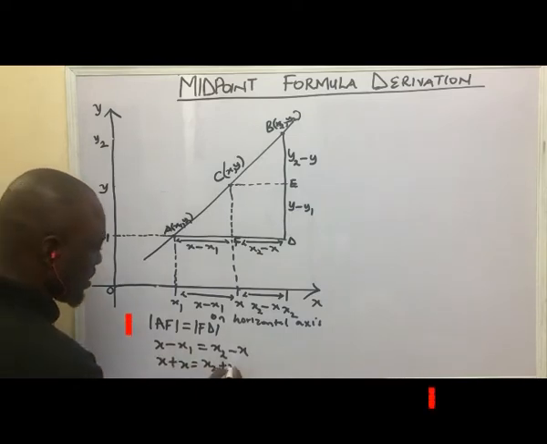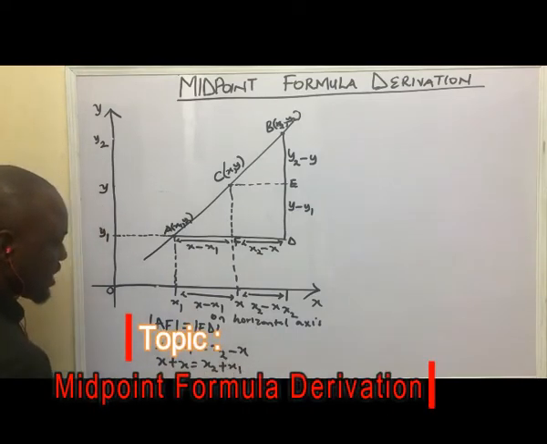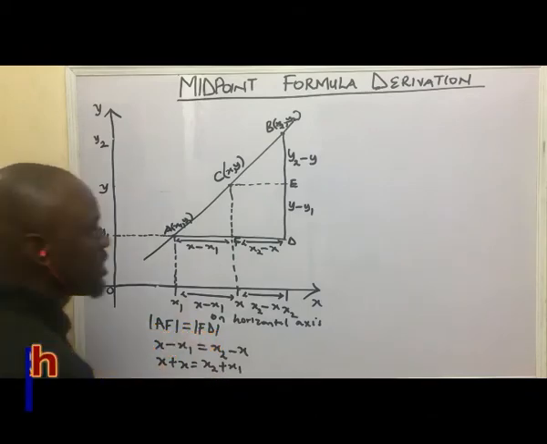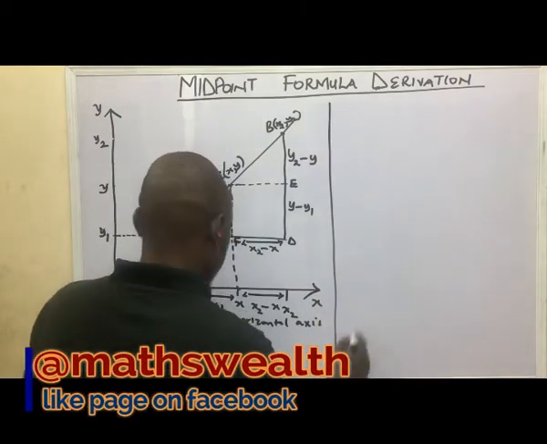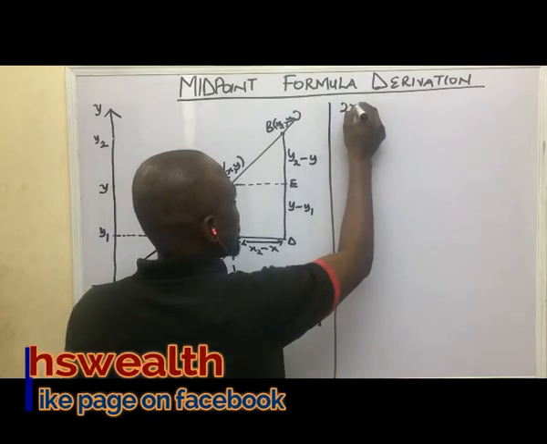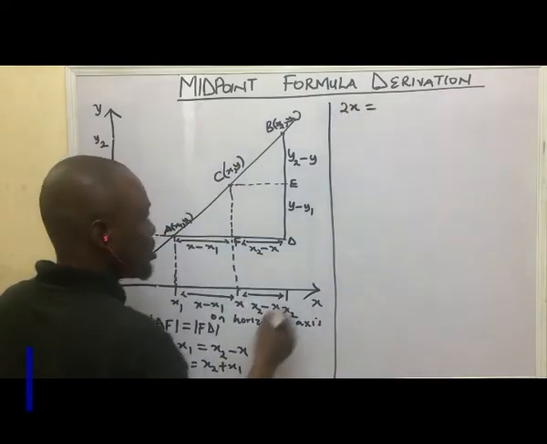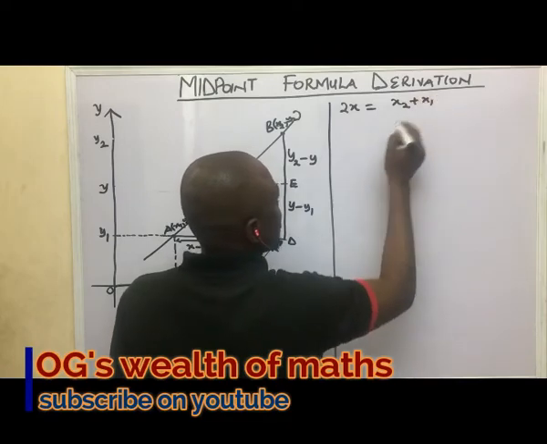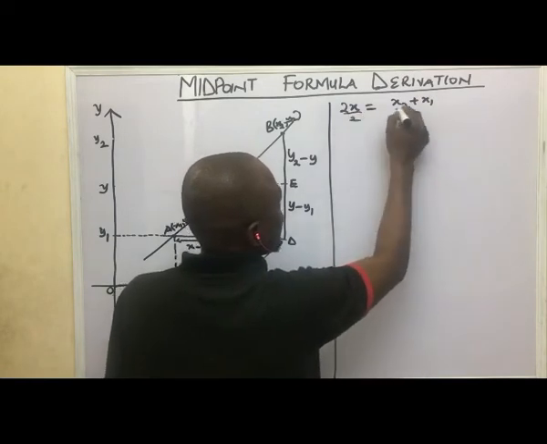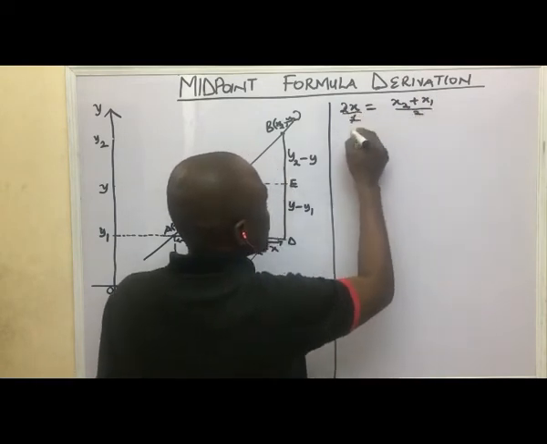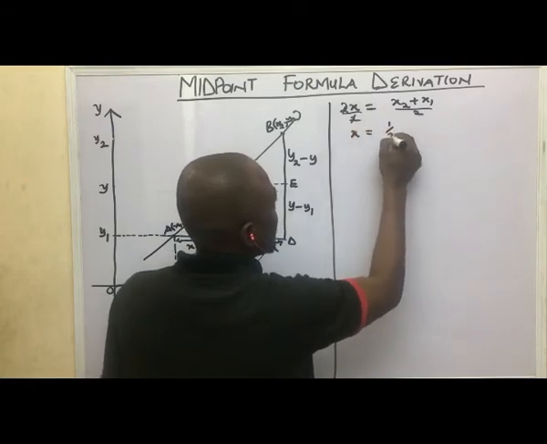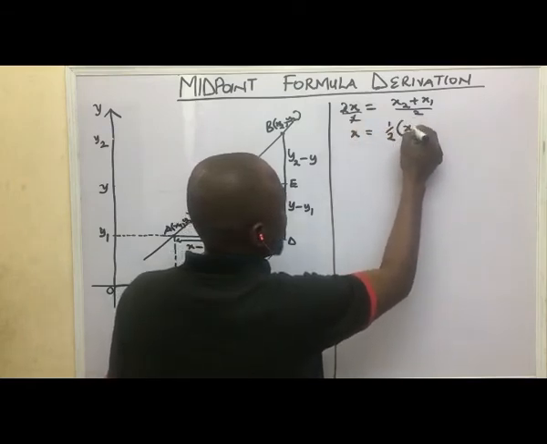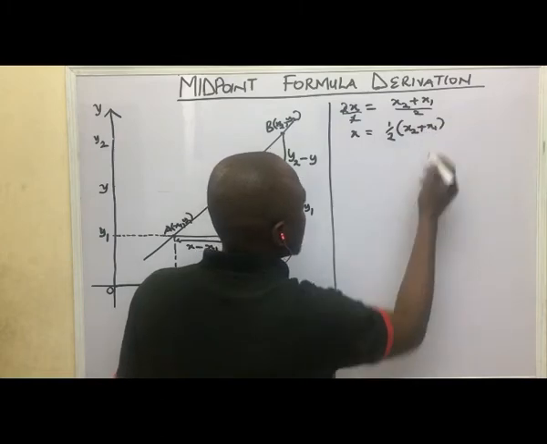X of 1 has to go to the other side. So if I add x, because x over here, 2x. So I'm going to write 2x equal to x of 2 plus x of 1. If I divide both sides by 2, so x will be 1/2 of x of 2 plus x of 1.